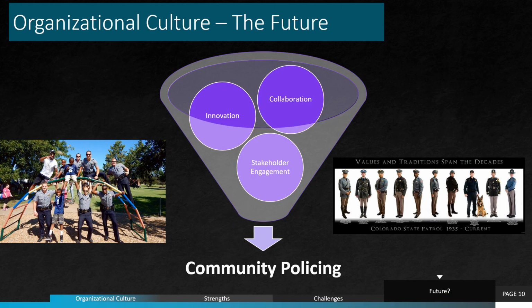So we talked about this a little bit earlier when we started talking about the culture. What does the future look like? If we are in the community policing or problem solving era of policing, then ultimately we want to be working towards community policing as our goal. And so we're going to have to have a culture that welcomes collaboration, innovation, and stakeholder engagement. And what do we mean by stakeholder engagement?